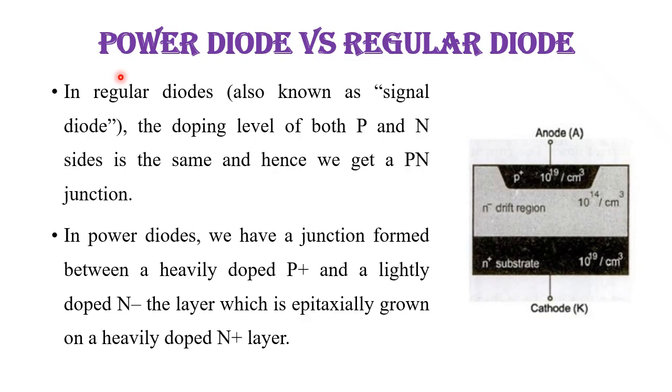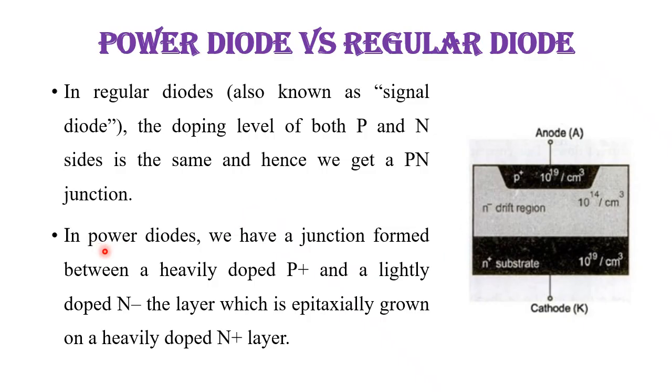Here we will discuss the difference between a power diode and a regular diode. The regular diode can also be called a signal diode, or sometimes a small signal diode. In a regular diode, the doping level of both P and N sides is the same. Both are doped at the same level, and hence it is called a PN junction diode. We get only one junction, called the PN junction, and that diode is called a PN junction diode.